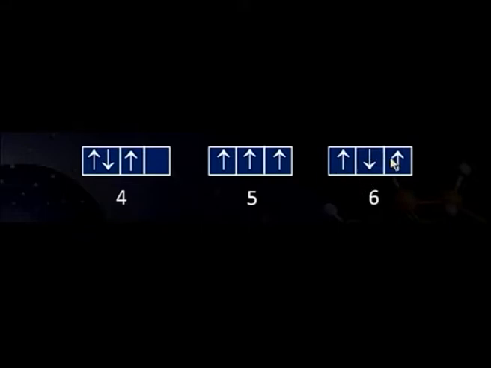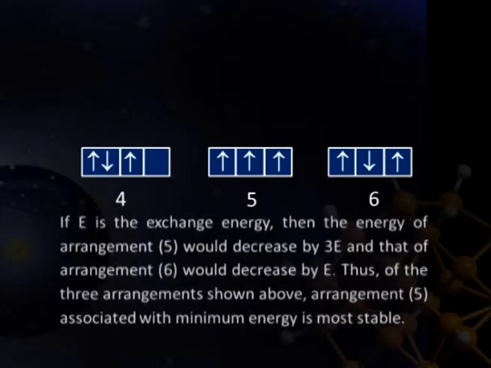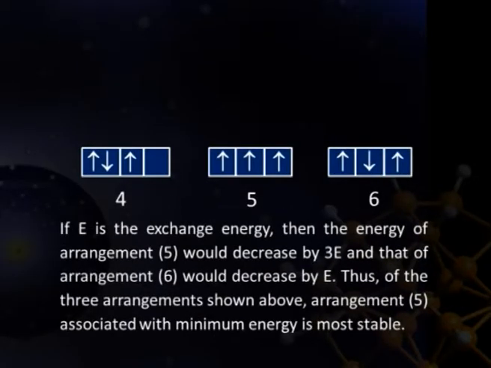According to the first part of Hund's rule, the fourth arrangement is the least stable. Arrangement 5 has 3 exchange pairs of electrons, 1-2, 1-3 and 2-3, while arrangement 6 has only one such pair, 1 and 3. If E is the exchange energy, then the energy of arrangement 5 would decrease by 3E and that of arrangement 6 would decrease by E. Thus, of the 3 arrangements shown above, arrangement 5, associated with minimum energy, is the most stable.